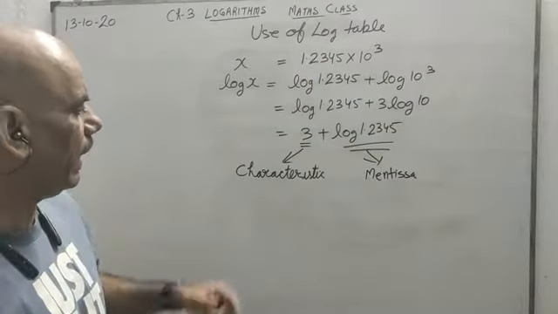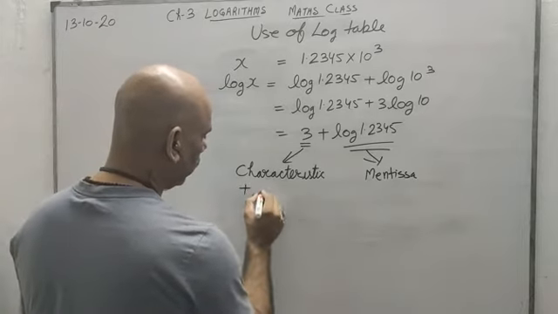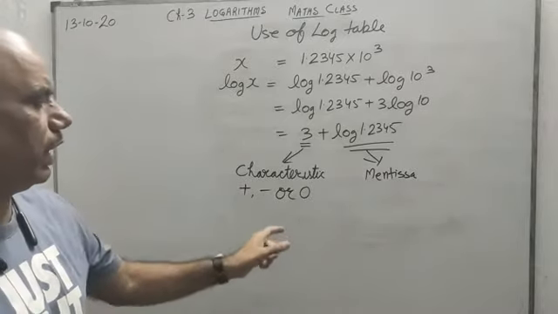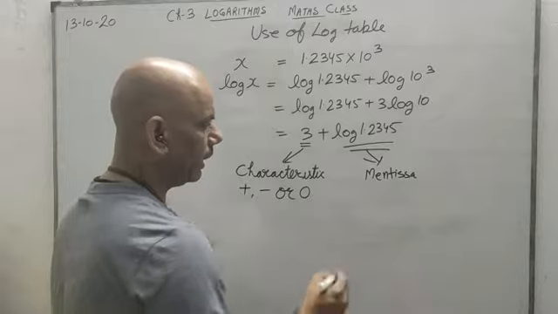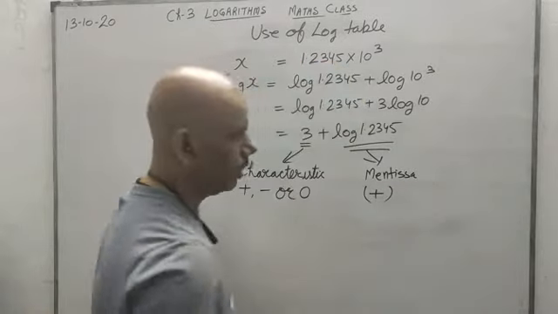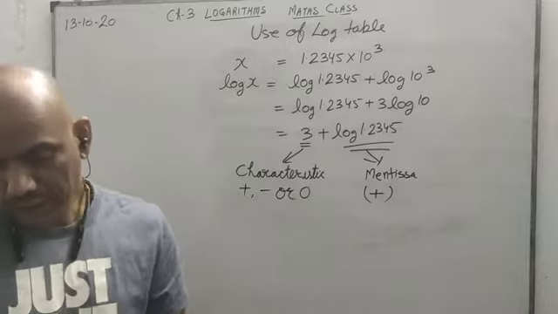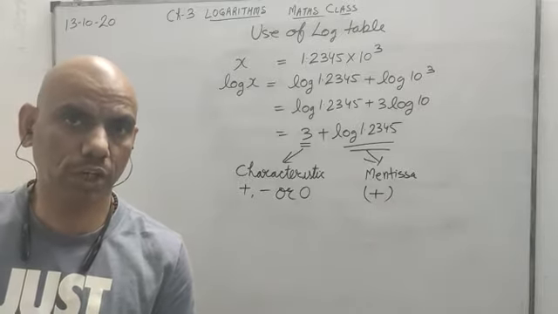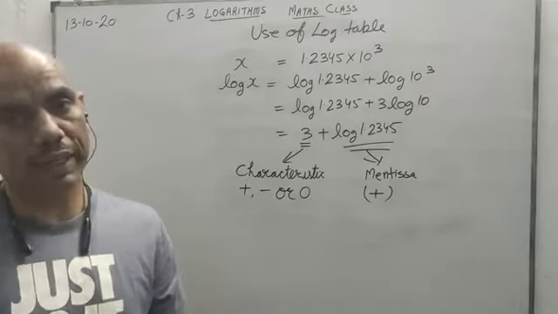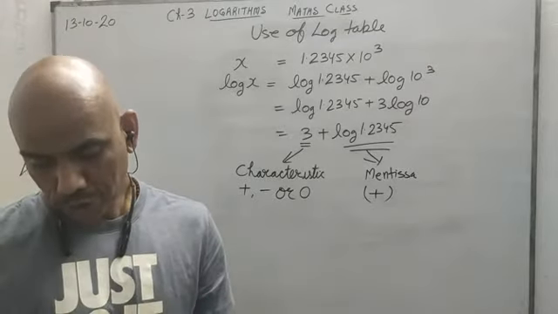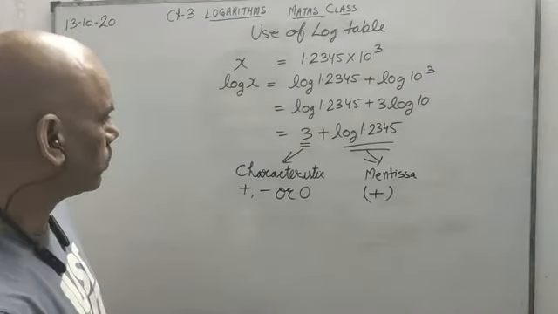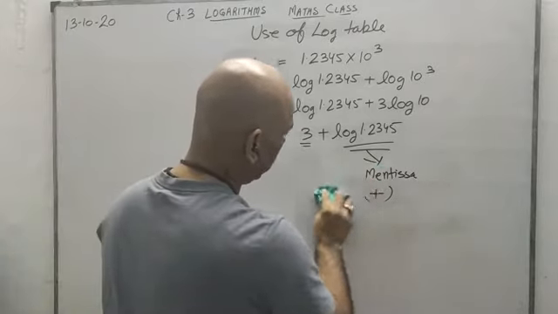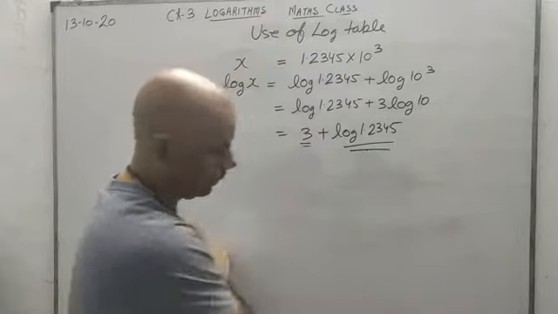Characteristic can be positive, negative, or even 0. But mantissa will always be positive only. Mantissa can never be negative, and if it is negative, we will have to make it positive. Unless the mantissa is positive, we cannot get the value of antilog. Now first of all we will learn how to calculate the characteristic. What is the rule to calculate the characteristic, and then we will learn to calculate the mantissa.